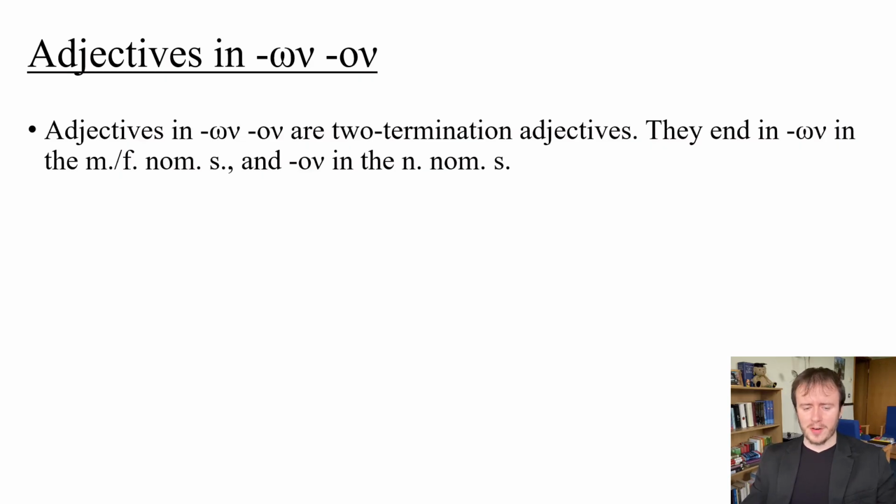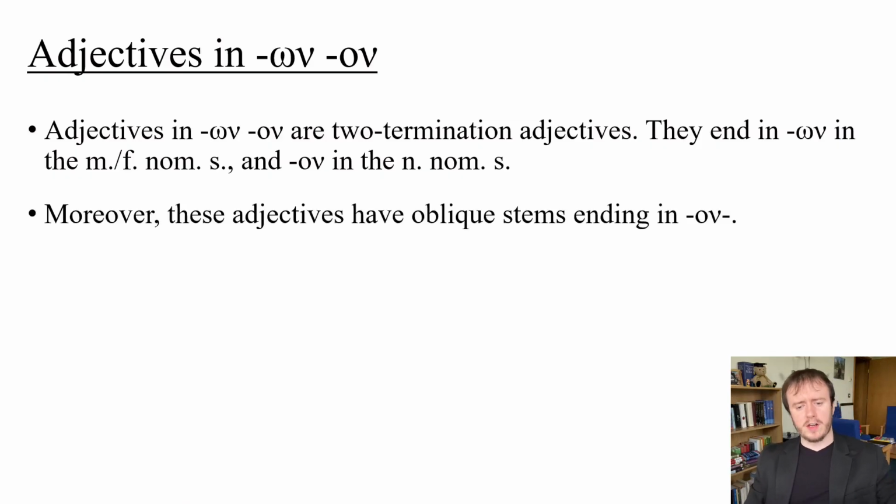Adjectives in -ων and -ον are two termination adjectives. They end in -ων in the masculine/feminine nominative singular and -ον in the neuter nominative singular. As a reminder, these adjectives being two termination means that they have just one set of forms for agreeing with masculine nouns and feminine nouns. They don't have a distinct feminine set of forms. So they've got one set of forms that's masculine/feminine and one set that's neuter.